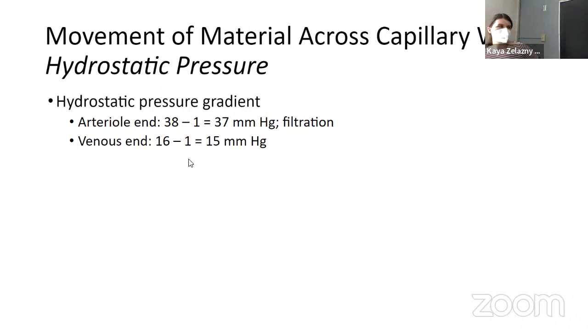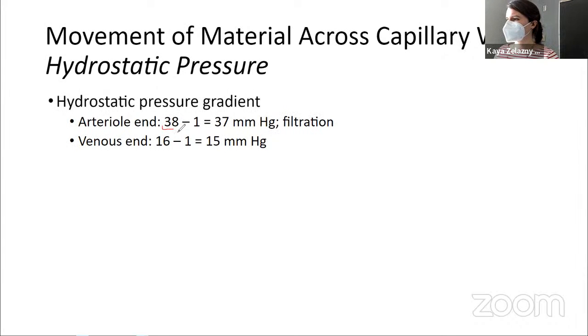Great. So just like you told me, especially at the arteriolar end, we take that pressure within the capillary. All right, so that was our P cap. Minus our pressure in the interstitial fluid. 38 minus 1 is 37. So we have filtration.